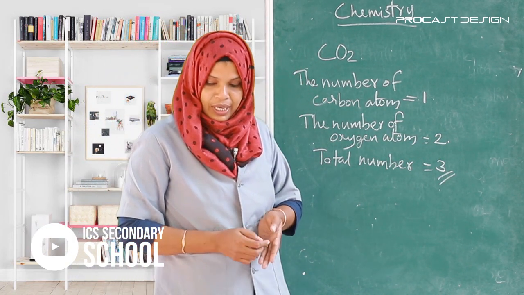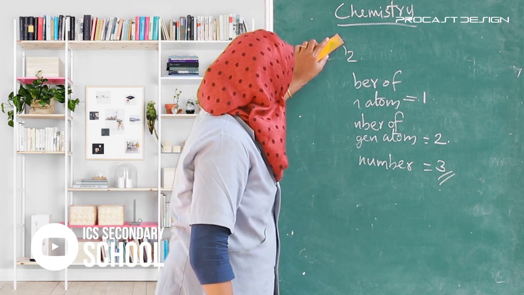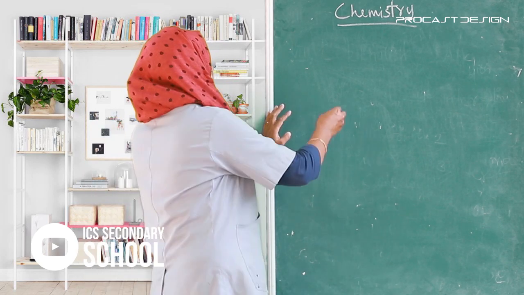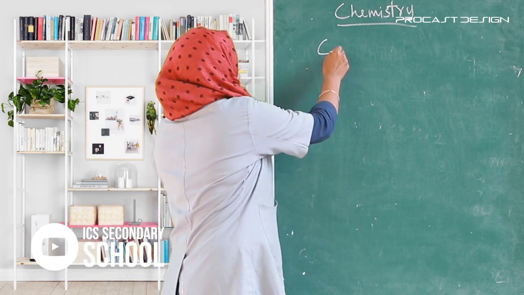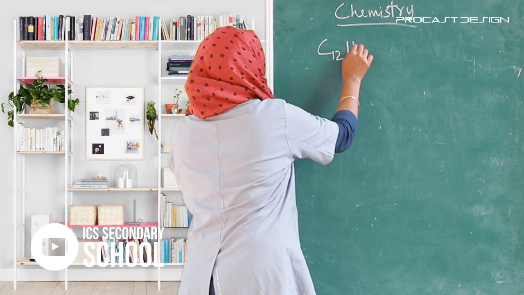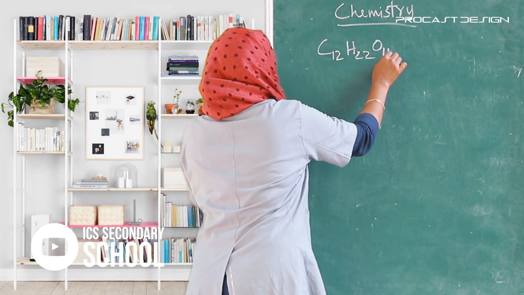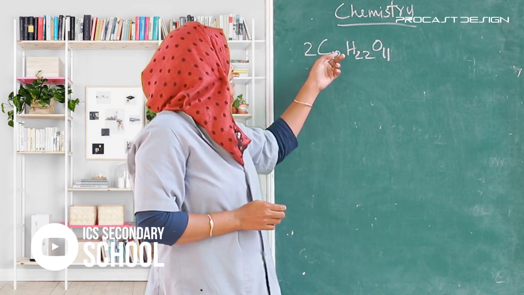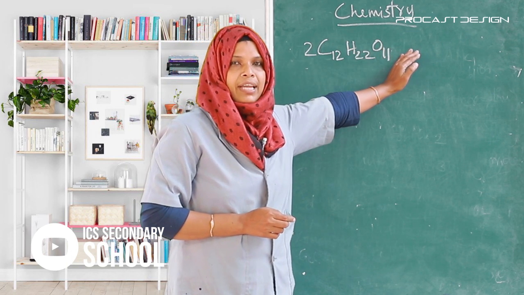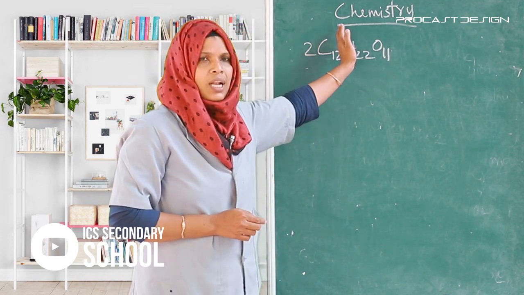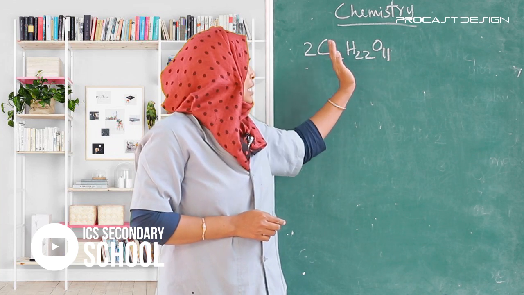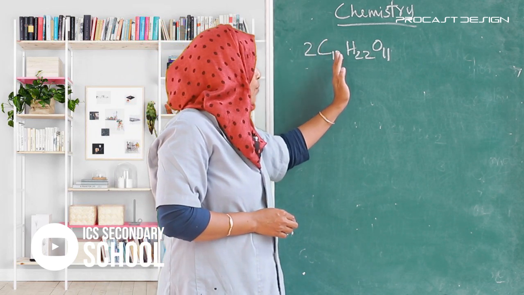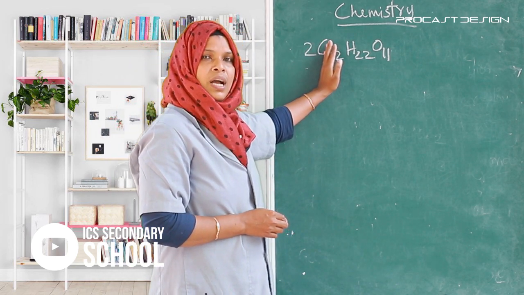Next question is, find out the total number of atoms present in 2 sugar molecules. The chemical formula is C12H22O11. Then find out the total number of atoms present in this sugar molecule. First find out the total number of carbon atoms.